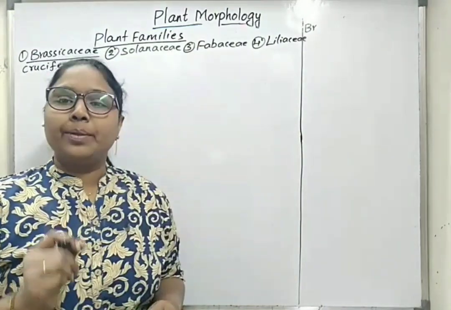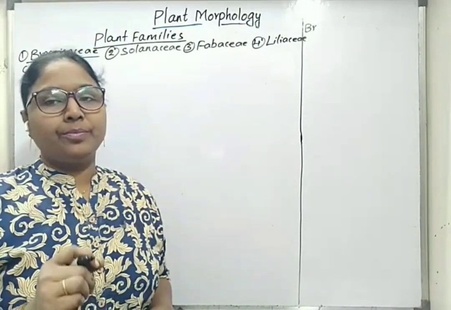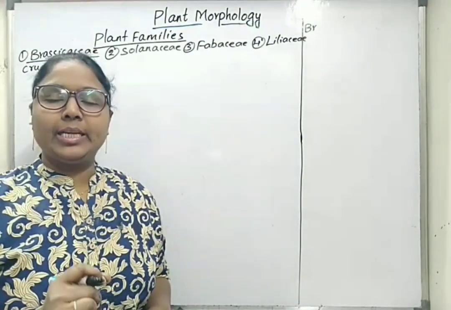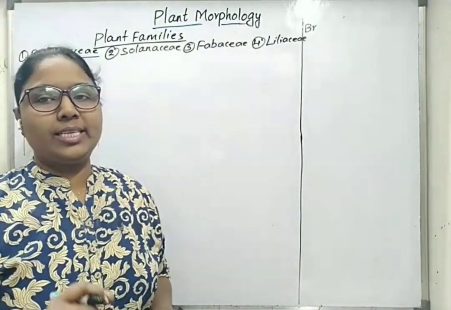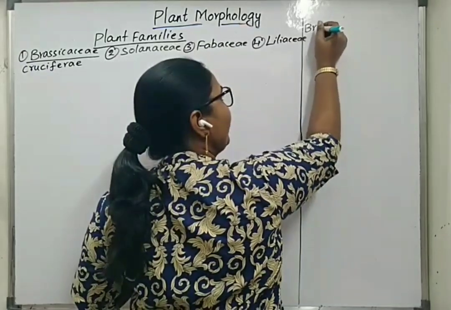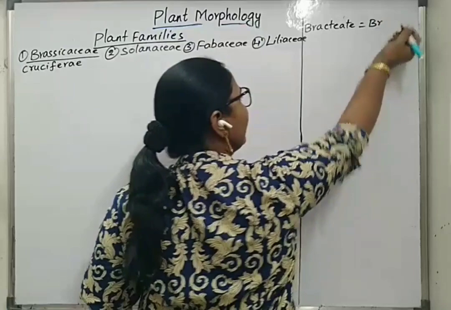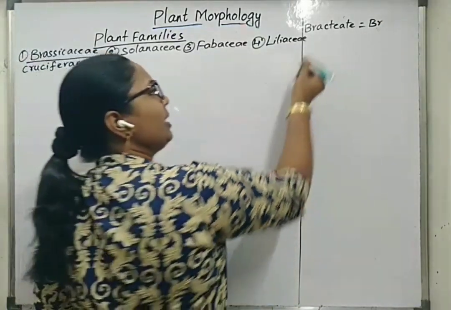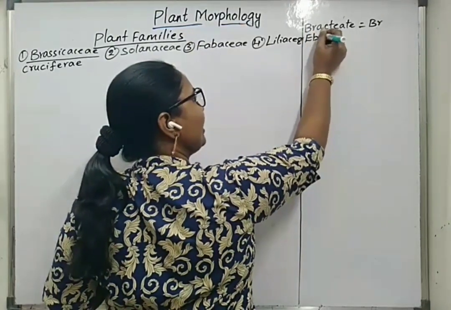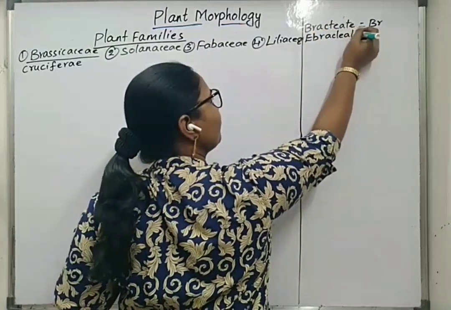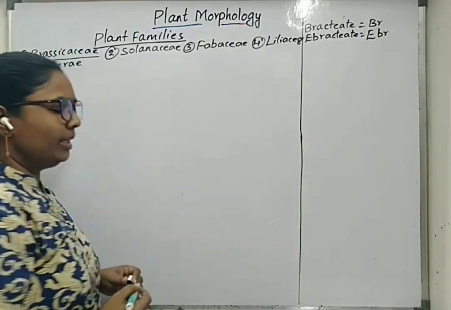What is bract? Bract is one of the modified leaves that is developed at the axil of the main leaf, and these bracts help protect the flowers from extreme conditions and insects. So when bract is present, such flowers are called bracteate flowers, represented by capital B, small r. If bracts are absent, such flowers are called ebracteate flowers. It is represented by capital B, small r, like this.